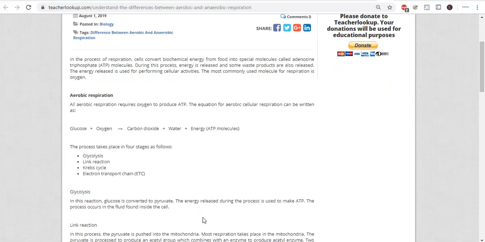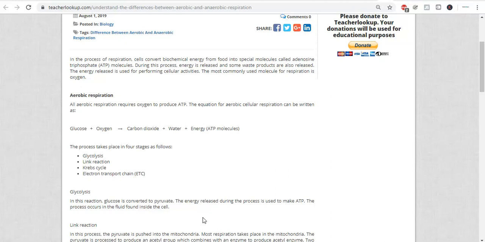So in the process of respiration, a cell converts biochemical energy from food into chemical molecules called adenosine triphosphate, also known as ATP molecules. During this process, energy is released and some waste products are also released. The energy released is used for performing cellular activities.